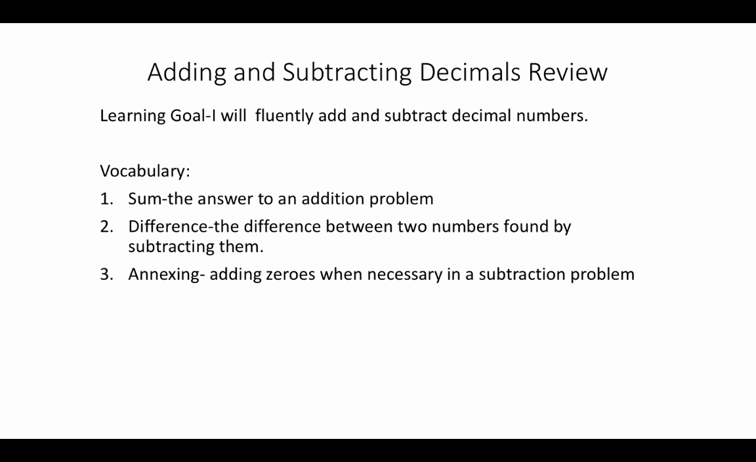Your vocabulary is sum, which is the answer to an addition problem; difference, the difference between two numbers found by subtracting them; and annexing, which is adding zeros when necessary in a subtraction or even an addition problem, as you're going to see here in a few minutes. So go ahead and pause the video, write your lesson, the learning goal, and the vocabulary down, and then we will move on from there.